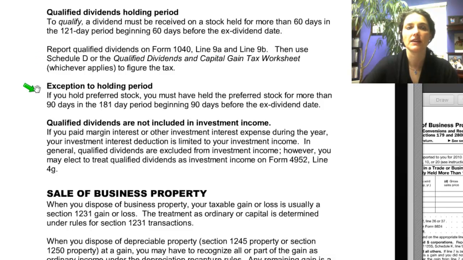Exception to the 60-day holding period. If you hold preferred stock, you must have held the preferred stock for more than 90 days in the 181-day period beginning 90 days before the ex-dividend date.